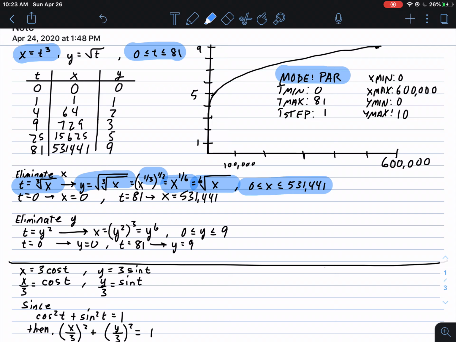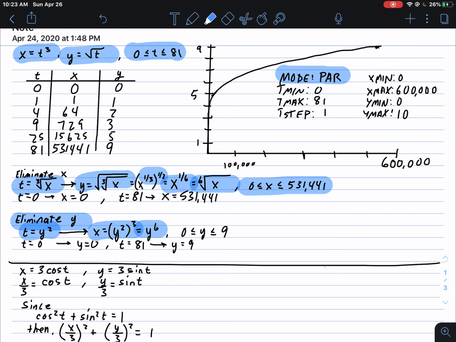Conversely, or in the opposite direction, I could eliminate the y if I chose. It's all about representing the equation in terms of x and y and eliminating the t. So in this case, if I took y equals square root of t and solved that for t, we get t equals y squared. And so then I'll plug that into our x equation. So instead of x equals t cubed, I've got x equals y squared cubed, plugging in y squared in place of t, or then x equals y to the 6th. Perfectly good equation to represent the graph that we have above.